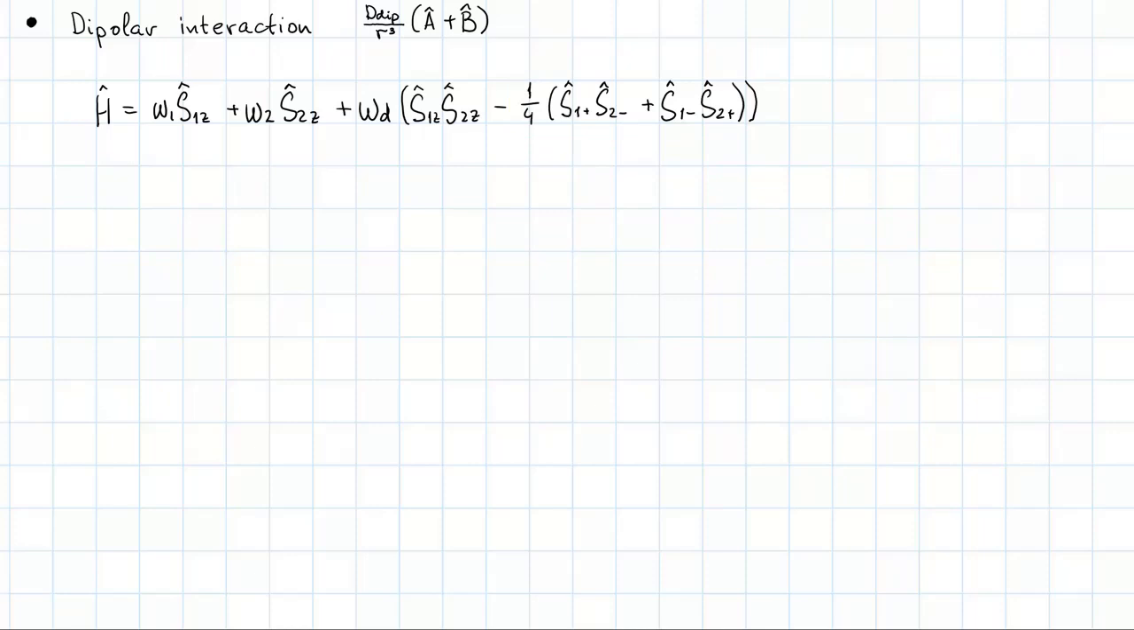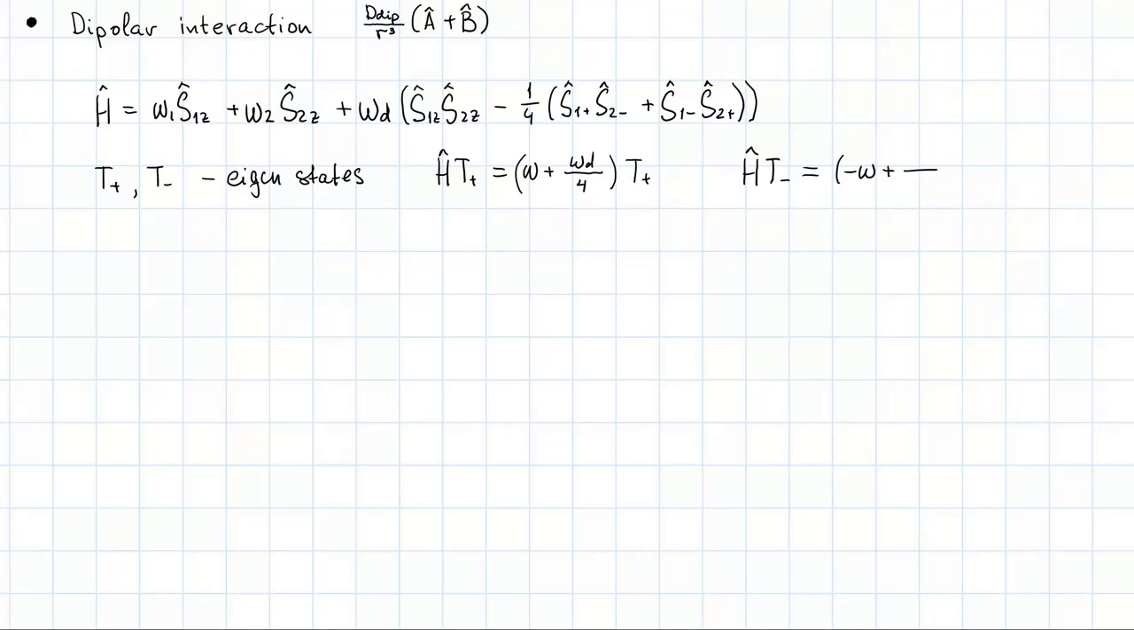Remarkably, the two eigenvectors T plus and T minus, which we have obtained for the simpler Hamiltonian above, are also the eigenvectors for this Hamiltonian. They give us the eigenvalues omega plus omega d divided by 4 and minus omega plus omega d divided by 4 respectively. The other two eigenvectors are searched in the form of a linear combination of a triplet state T0 and a singlet state S0, which are orthogonal to the states T plus and T minus.